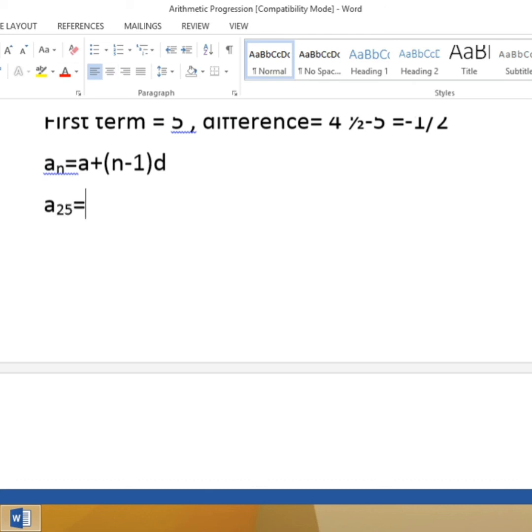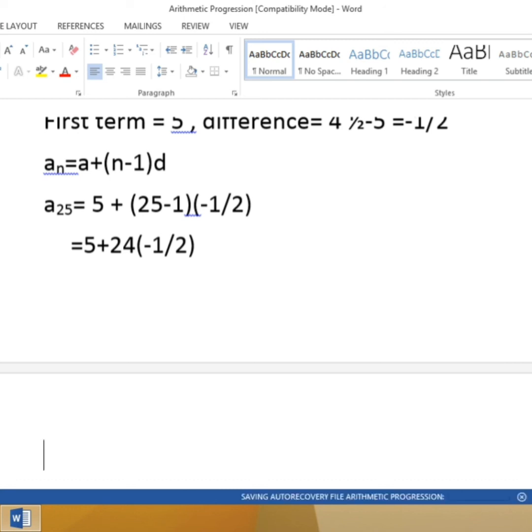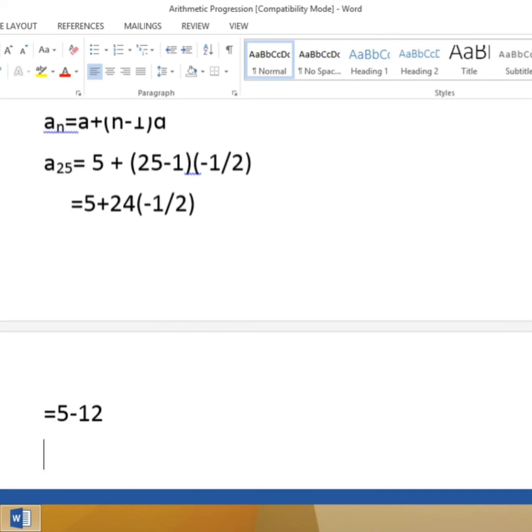Twenty-fifth term we are going to find. So a25 equal to, first term is 5, plus 25 minus 1, and the difference is minus 1 by 2. So it becomes 5 plus 24 into minus 1 by 2. With 2, 24 goes 12 times. So it's going to be minus 12. So 5 minus 12, and the answer is minus 7.